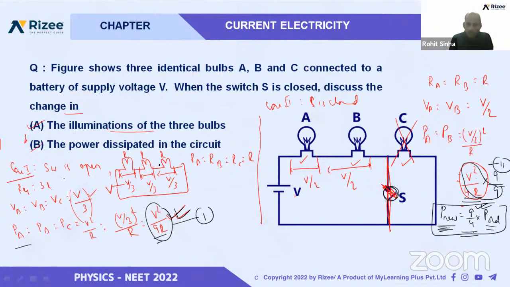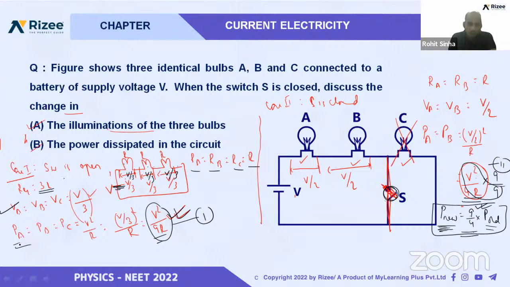if it is open, that means all three will be active. If all three are active, the total resistance will be 3R. I have written here 3R, and each resistance is equal to R. Now voltage: we have supplied voltage V here. All are in series, so the voltage will divide into three parts. So how much is each part? V by 3, V by 3, and V by 3.